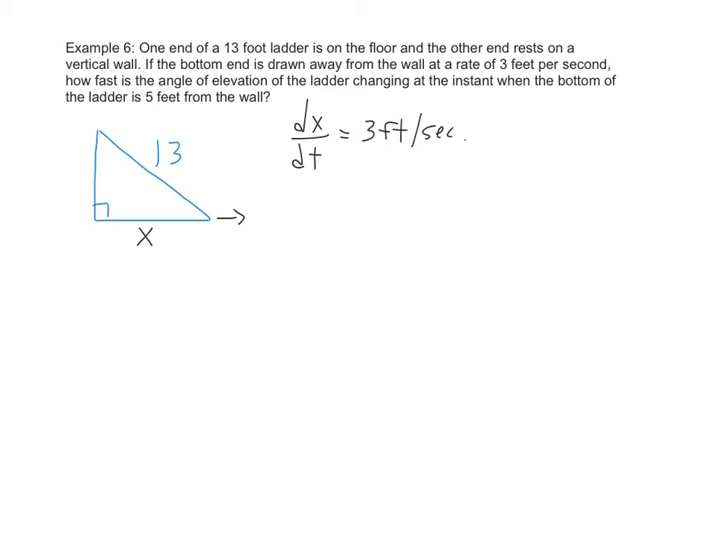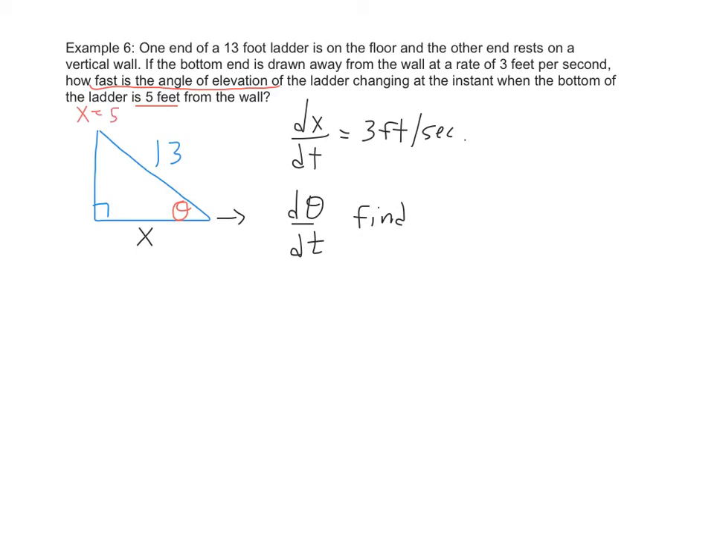Now, don't be quick to label the other side y. So let's look at what else they want us to find. We want to know how fast is the angle of elevation. Your angle of elevation is actually right here. Let's call that theta. How fast is the angle of elevation changing? So that would be d theta/dt. That's what we're trying to find, right? We want to know how fast is that changing at the instant when the bottom is 5. That's referring to when x is 5.